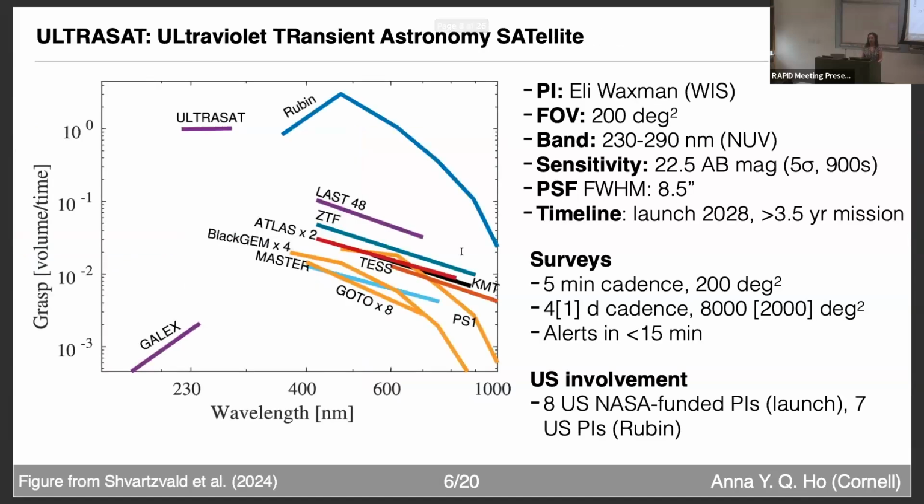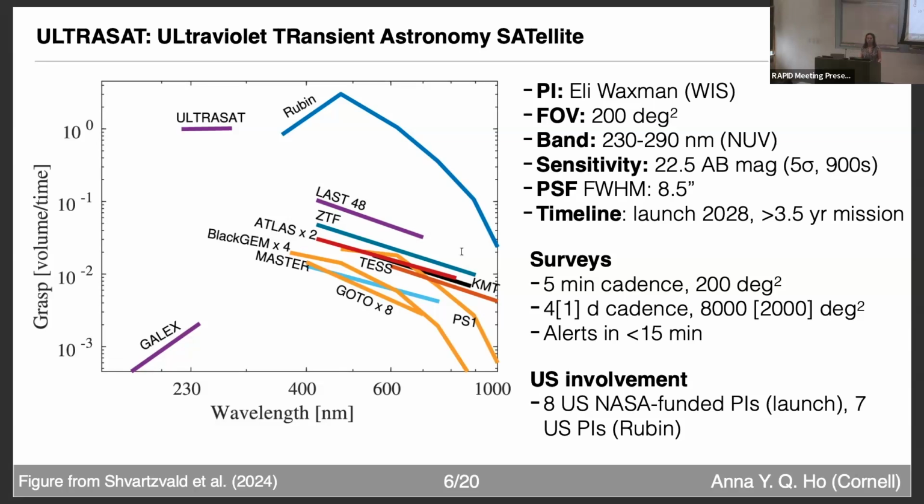So a brief introduction to the ULTRASAT mission. ULTRASAT is a near UV survey, a single band, 230 to 290 nanometers. It has a huge field of view of 200 square degrees. It's quite sensitive. So 5 sigma sensitivity in a 15-minute observation is about 22.5 magnitudes. It's scheduled for launch in 2028 and has a nominal 3.5-year mission, but I think the limit is something like 6 years, so it could go on for longer.